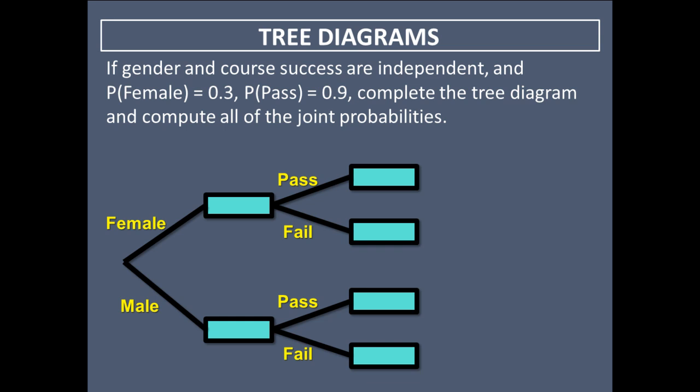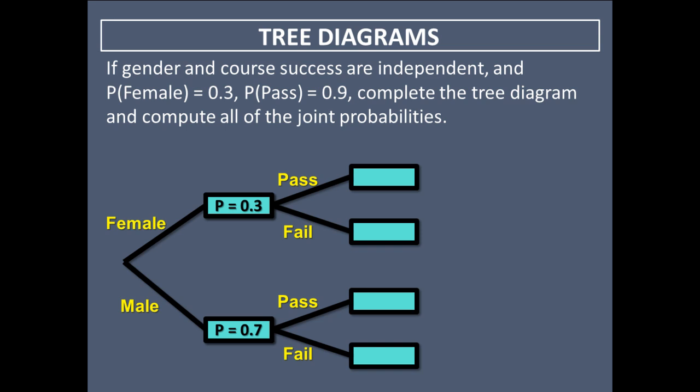So here we're told that two events are independent, and the probability of being female is 0.3, the probability of a pass is 0.9. We're asked to fill in the tree diagram and calculate all of the joint probabilities. So what we know so far is that we have a probability of 0.3 of being female. Well, what would that mean in terms of the probability of being a male? Now this will actually take us into what we'll look at a little later in this lesson, the idea of not. Well, if the probability of being a female is 0.3, then the probability of being a male is 0.7.